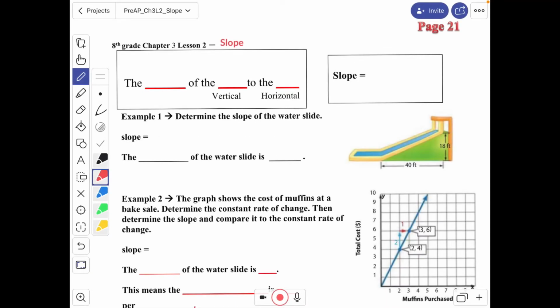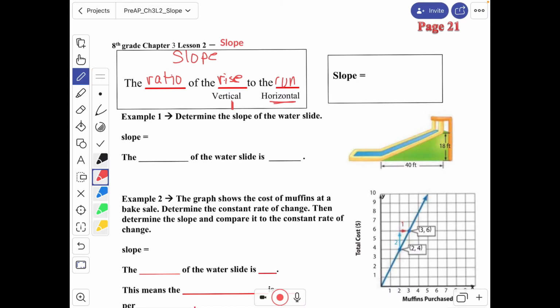Today we're talking about 8th grade, Chapter 3, Lesson 2, Slope. And we've kind of talked about slope before. Slope is the ratio of the vertical to the horizontal, or sometimes we call it the rise to the run. Because vertical is up and down, it rises, and horizontal is side to side, so it runs.